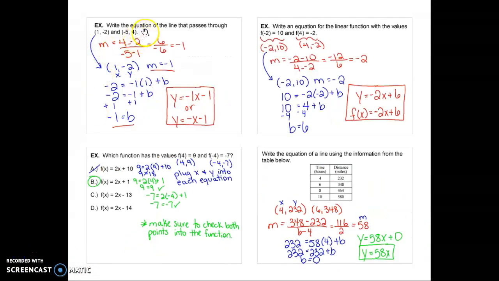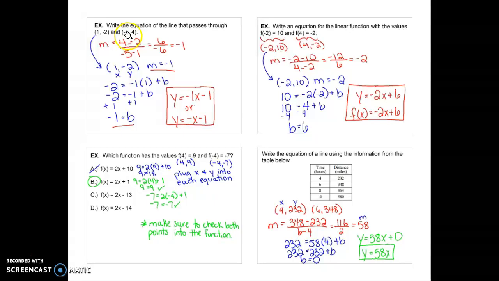Okay, on the back, this next example is the same situation as the previous one. We're writing the equation of the line that passes through, and we have 2 points. So we have 1, -2, and we have -5, 4. So again, before you can start plugging this into the equation to solve for your y-intercept, you first need to figure out what your slope is.